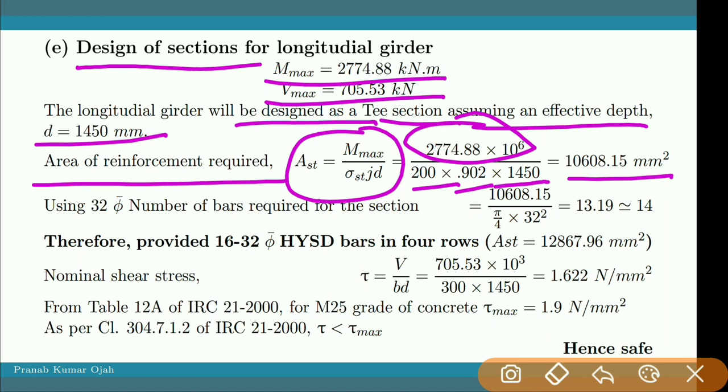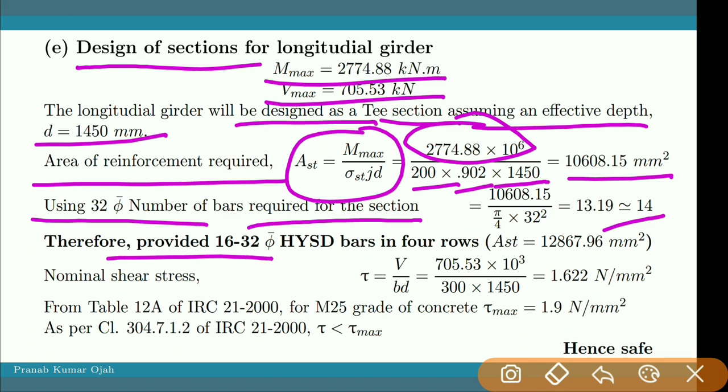So this is the required area of reinforcement for the maximum bending moment. If I provide the 32 mm Tor bars, then the number of bars required for the section comes out as 14. So we'll provide 16 numbers of 32 mm bars in 4 rows.